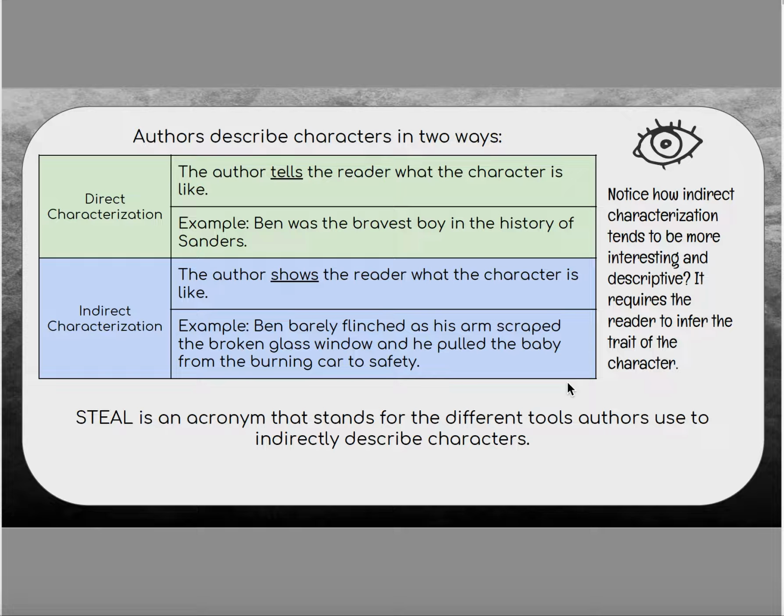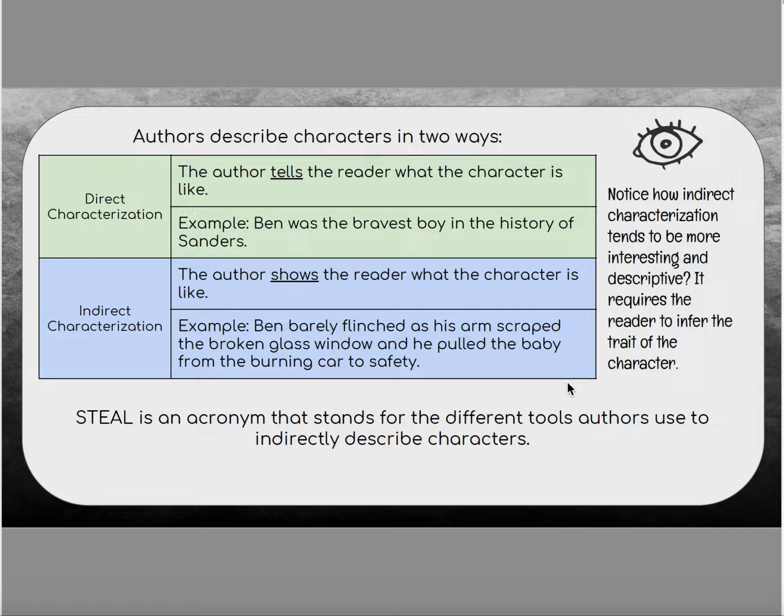So you keep hearing me say indirect and direct. Now, what is that? Here's the definition. Direct characterization: the author tells the reader what the character is like. So they will tell me, Ben was the bravest boy in the history of Sanders. So I don't have to do any inferencing. I don't have to learn about anything that he's done. The author is just telling me straight up, he's brave, right?